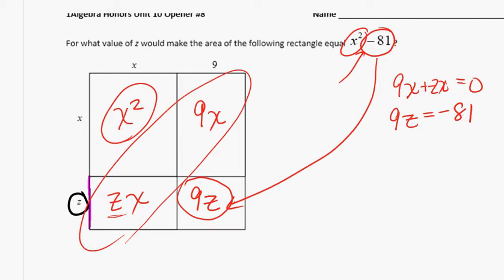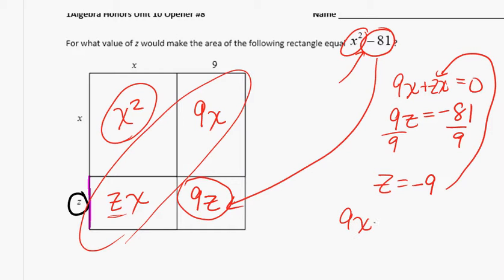So let's look at both of those. It seems like z can't be two different numbers, so hopefully the same one works out here. So here, if I divide by 9, I get z equals negative 9. And let's see if that works out in the first equation. So I get 9x minus 9x equals, that is 0. So that works out. So z must be negative 9.